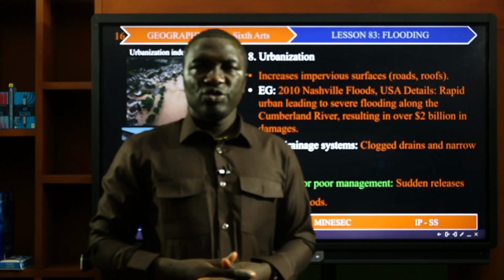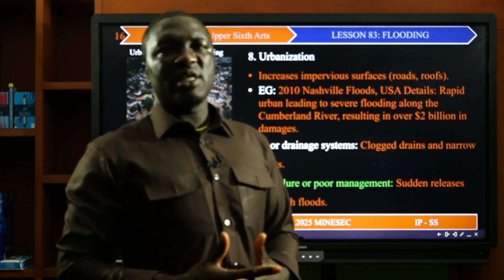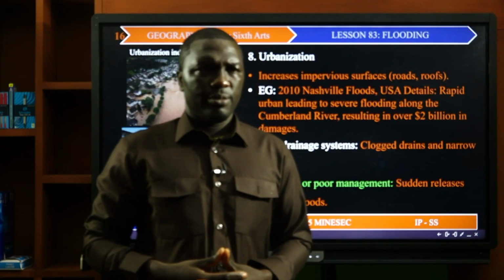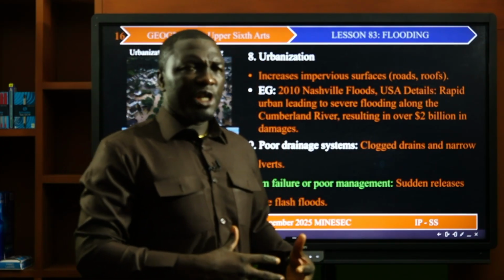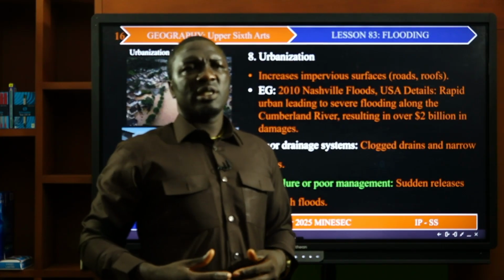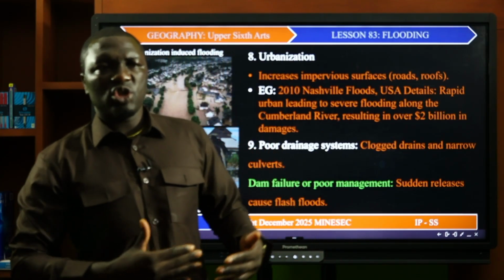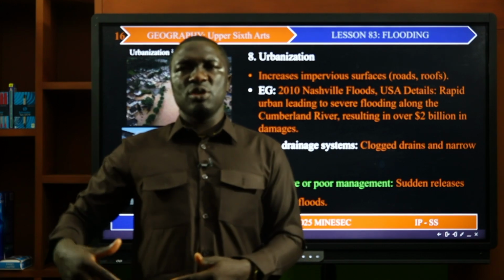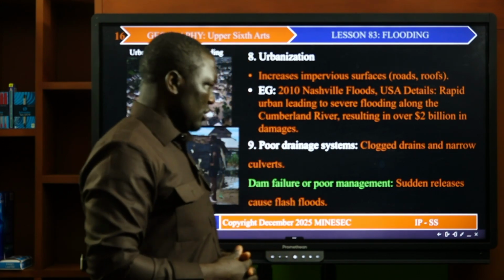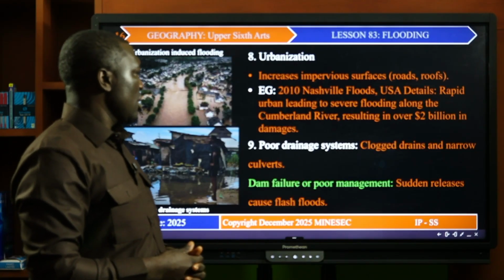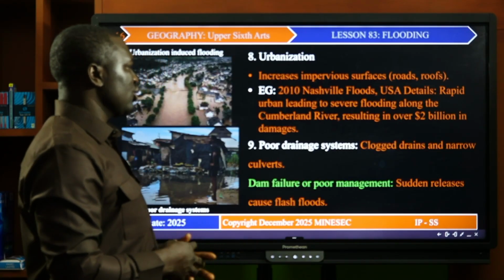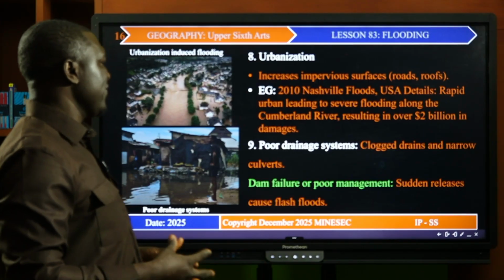Poor drainage system. The poor drainage system is a hindrance to the flow of water and retards the movement of water. This often leads to floods, as with clogged drains and narrow culverts.